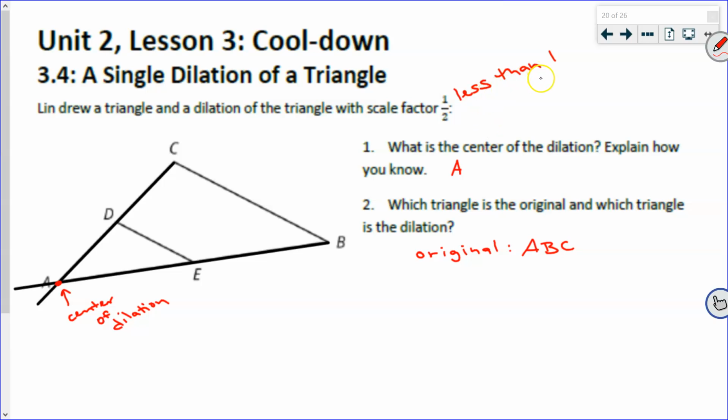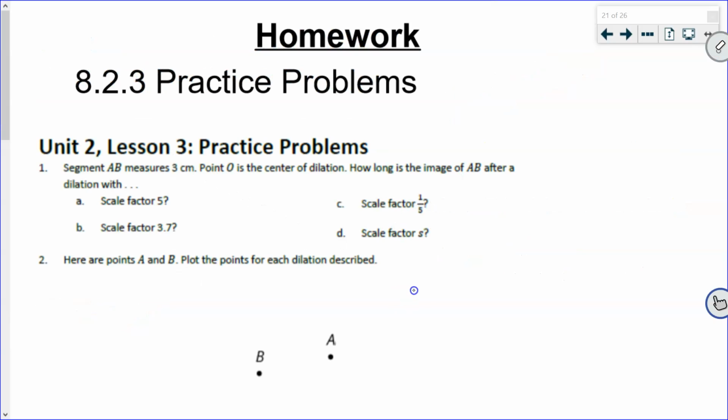Less than 1 means it is going to get smaller. So that would mean ABC is the bigger one, making it the original, because in order for it to get smaller, we would have to have that smaller triangle ADE or AED available to us. AED is the new one because it is the smaller triangle, and the scale factor of 1/2 means it's going to get smaller. And now we're ready for your practice problems.